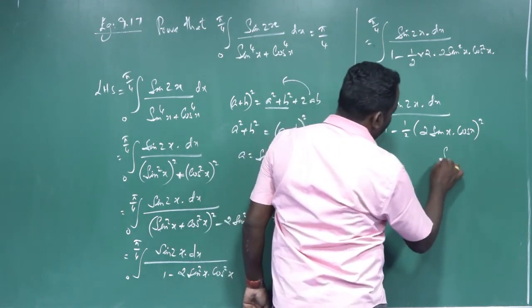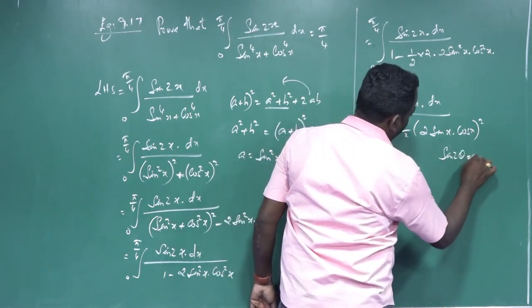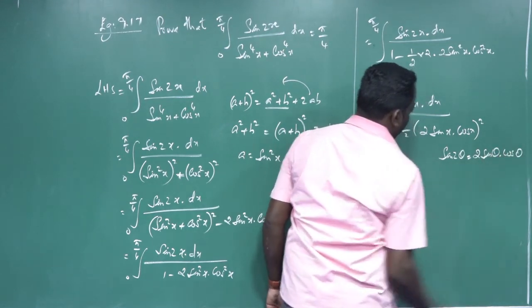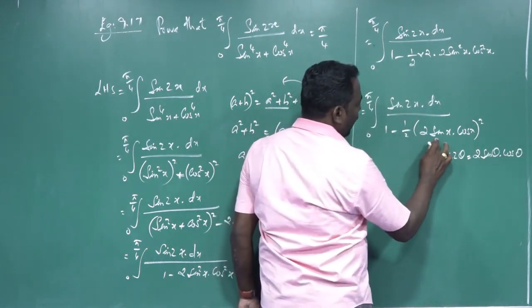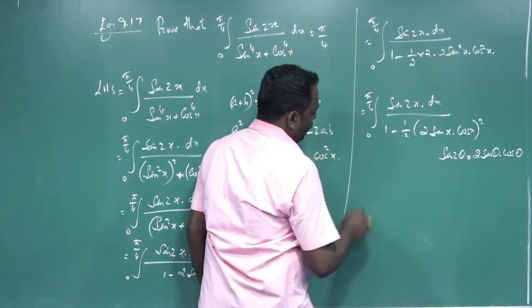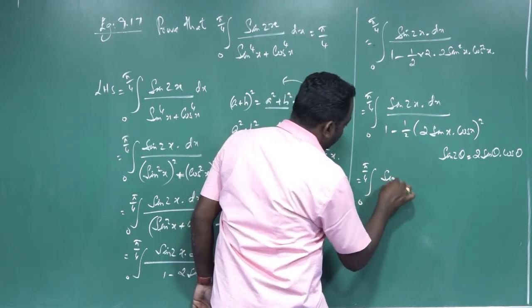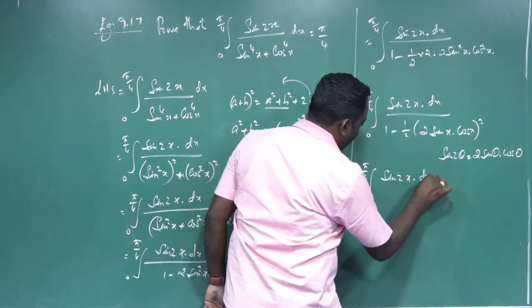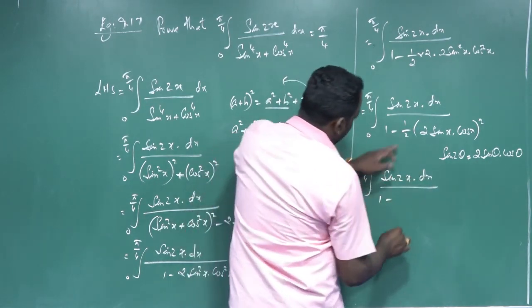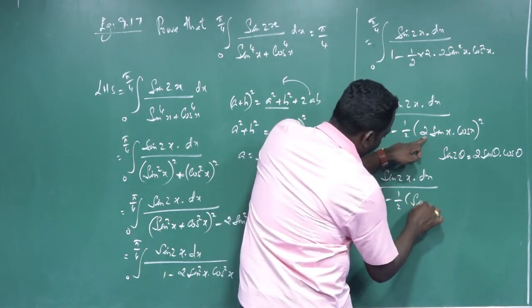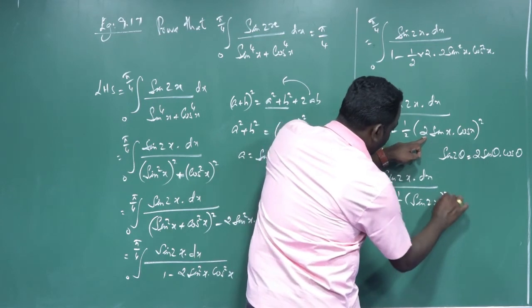Now we know the formula, sin 2 theta equal to 2 into sin theta into cos theta. Therefore replace 2 times sin x cos x equal to sin 2x. That is equal to integral 0 to pi by 4 sin 2x dx by 1 minus 1 by 2, within the bracket this term is sin square, sin 2x whole square.